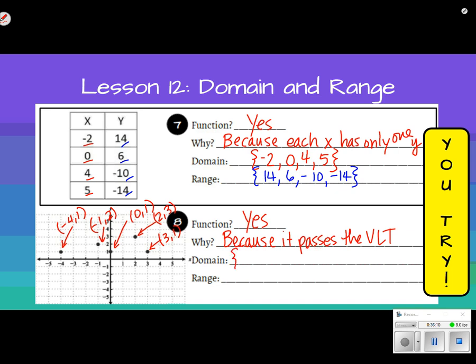All right, let's look at our domain. I usually take my x's from left to right. So -4, comma -1, comma 0, comma 2, comma 3. And then let's look at our y values. I've got 1, 1, 1. So I have some repeats. I'm only going to write 1 one time, and then 2, and then 3. So 1, comma 2, comma 3. All right. So that is domain and range.